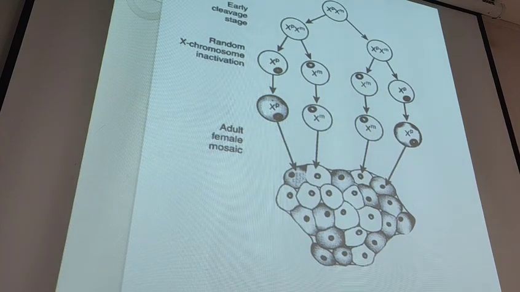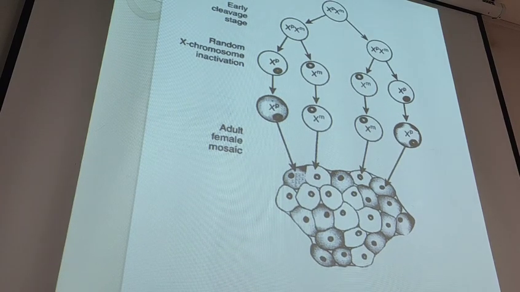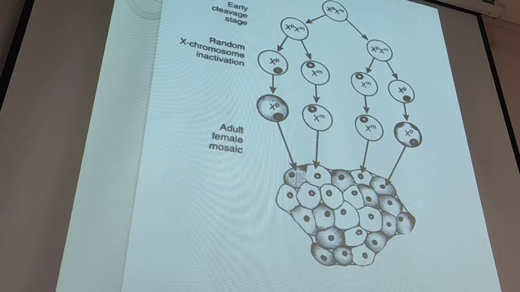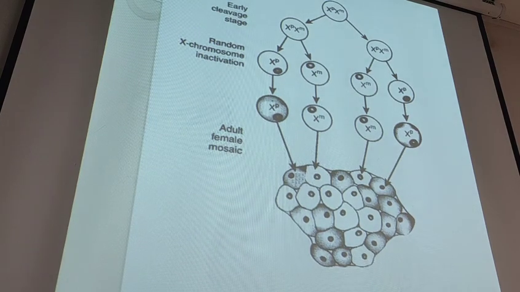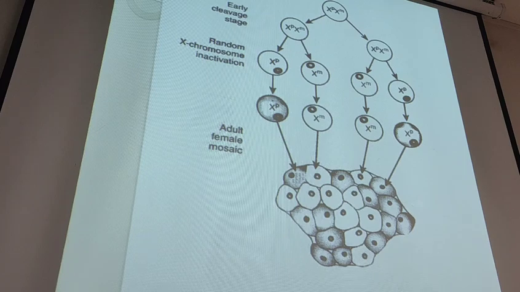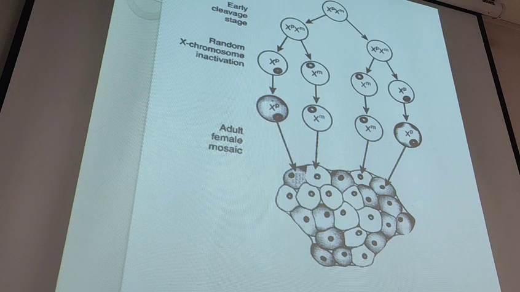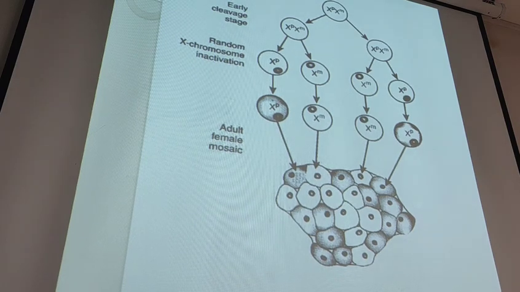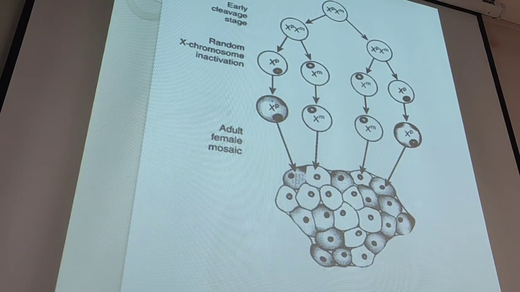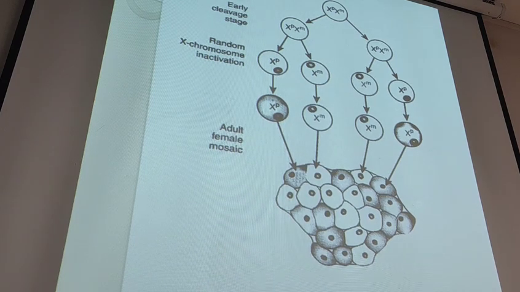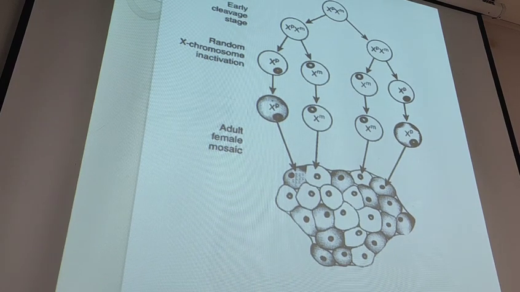Some cells, paternal X is active, some cells, maternal X is active, okay? And maybe if the mutated gene is located on chromosome X of mother, and this X chromosome is inactivated, so we will not have any phenotype. But if the gene is located on paternal X, and the paternal X is inactivated, we will not have the phenotype. So a mixture of cells maybe will cause a different phenotype, or a mixture of the phenotype.